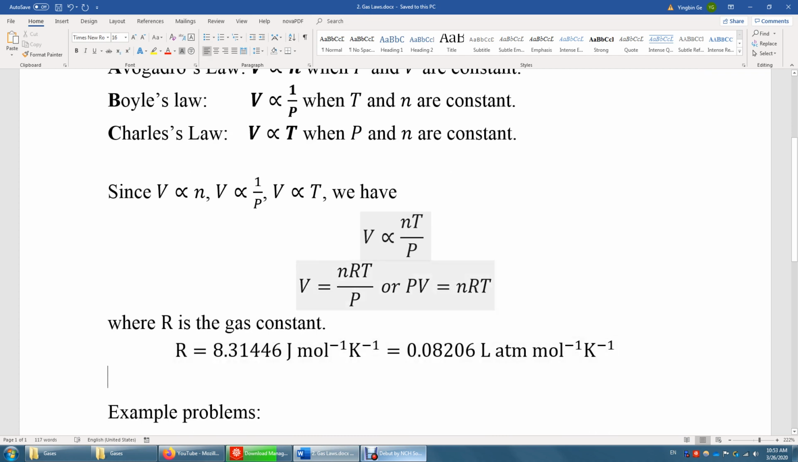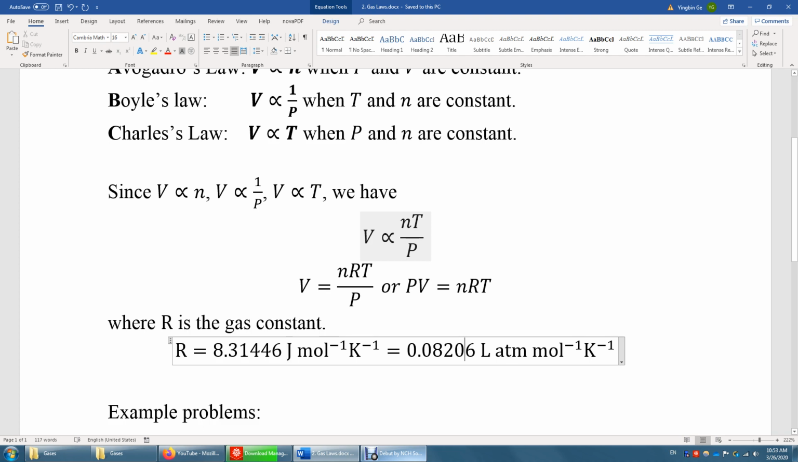What's the value of this constant R? R is equal to 8.31446 joule per mole per Kelvin. This is the SI unit. 1 joule is also equal to 1 Pascal times 1 cubic meter.